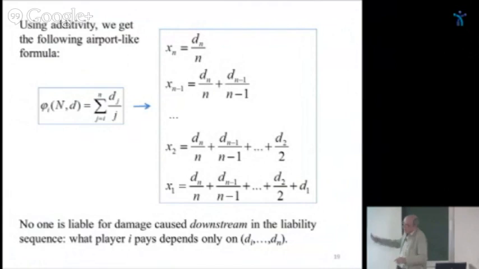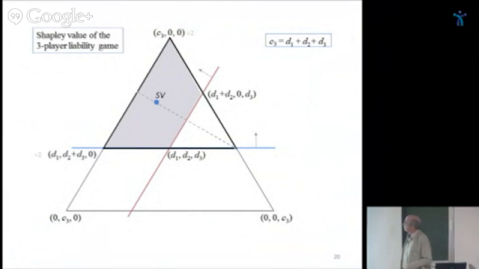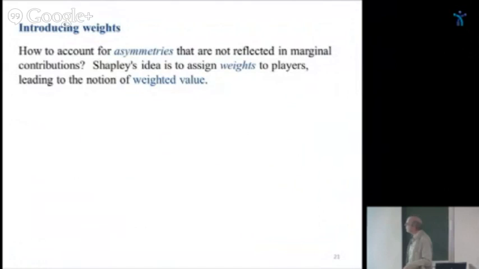Which is the natural way. So you divide the last damage among all players, and then the preceding damage among the n-1 players, until you get to d1. So that's a natural division in case there is no reason to differentiate the players in terms of degree of responsibility. So the location of the Shapley value is somewhere there in the core, because these two vectors count twice in the computation of the Shapley value. So now how to account for asymmetries?